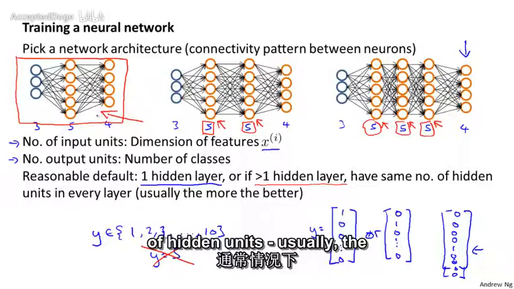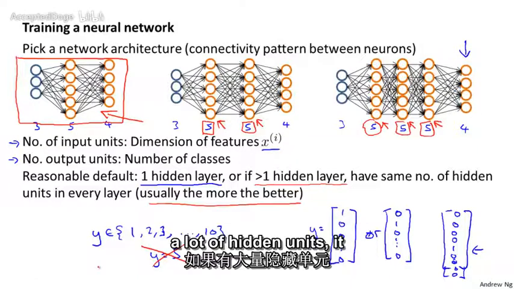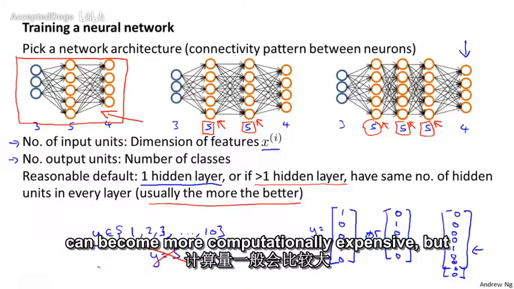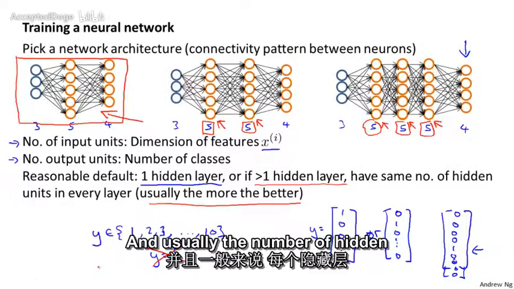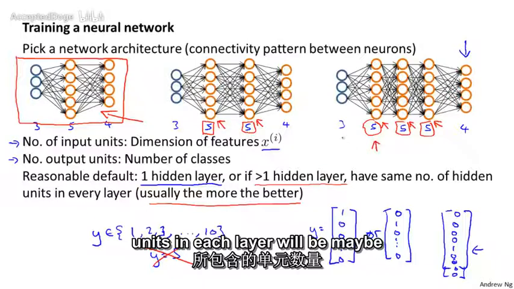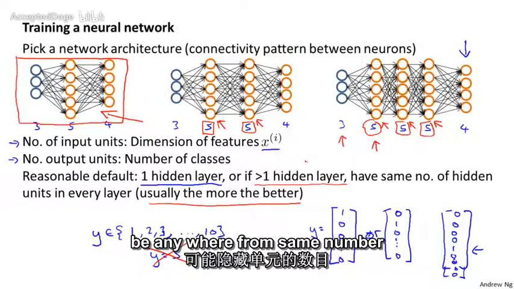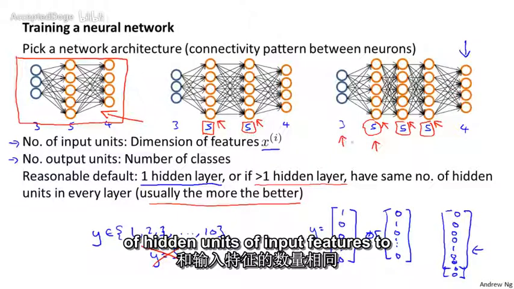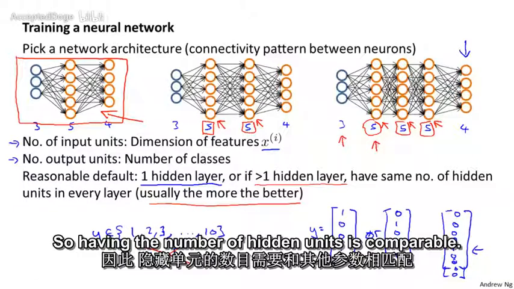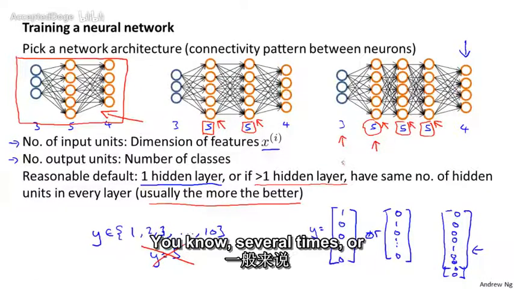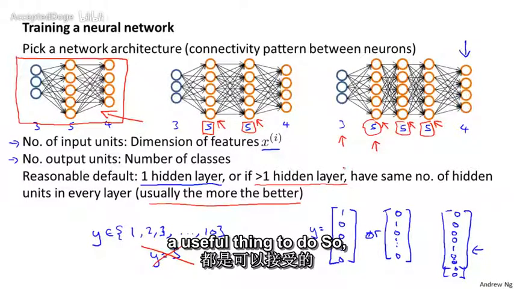And as for the number of hidden units, usually the more hidden units the better. It's just that if you have a lot of hidden units, it can become more computationally expensive, but very often having more hidden units is a good thing. And usually the number of hidden units in each layer will be comparable to the dimension of x, comparable to the number of features, or it could be anywhere from the same number of hidden units as input features to maybe twice of that, to 3 or 4 times of that. So having a number of hidden units comparable to, or several times bigger than, the number of input features is often a useful thing to do.